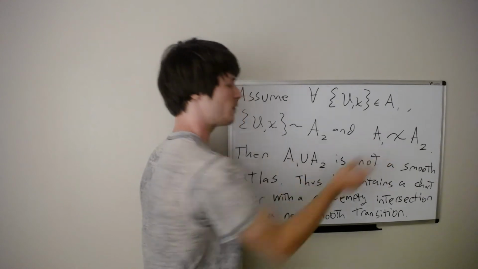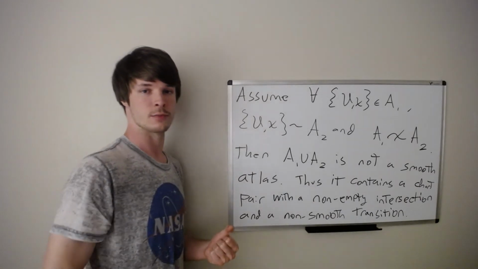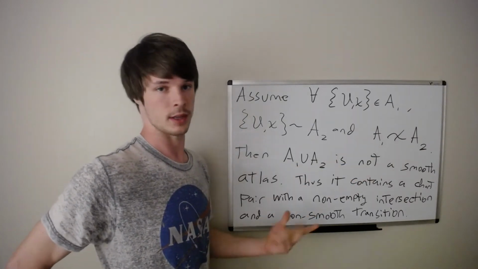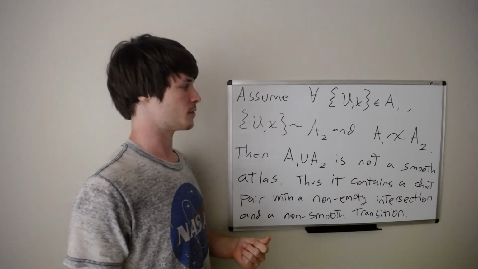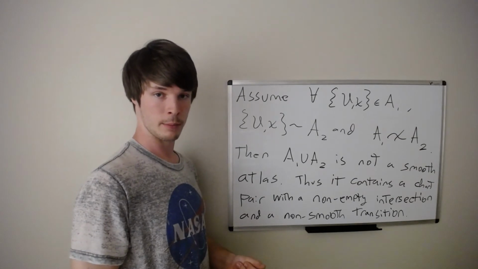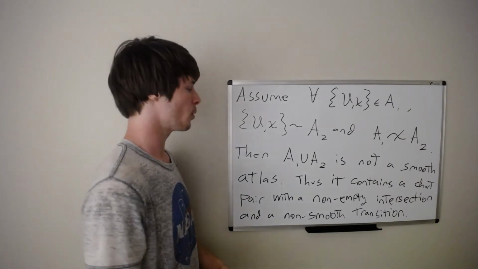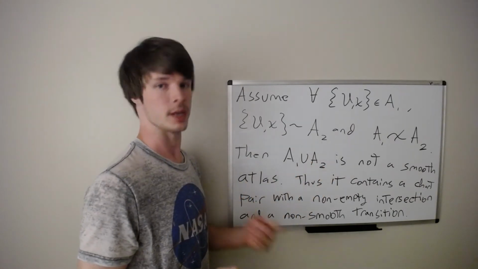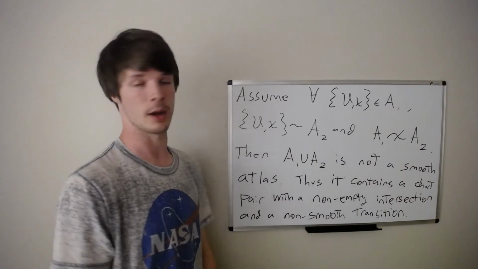So if I chose two charts in A1, they couldn't have a non-smooth transition map if their intersection wasn't empty, because this is a smooth atlas, and then it would contradict the definition of smooth atlas. Likewise for A2. So if I'm to choose a pair of charts from the union of A1 and A2, such that their domains overlap, they have a non-empty intersection, and the chart transitions are not smooth, then I'm going to need to take one of these charts from A1 and one from A2, because once again, it won't work if I take both from the same atlas. They won't have a non-smooth transition and a non-empty intersection.